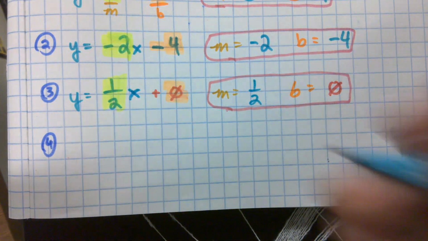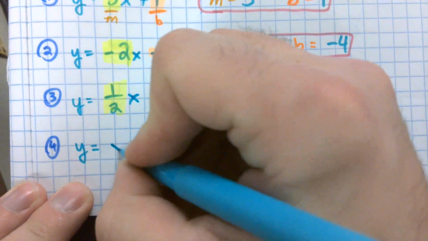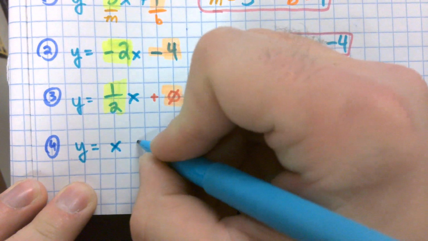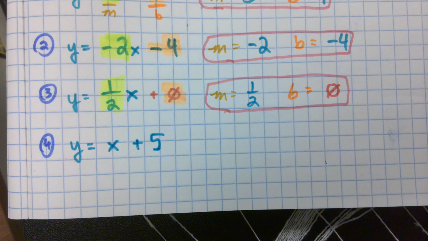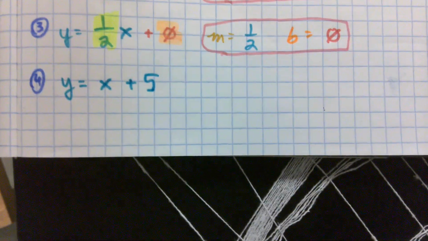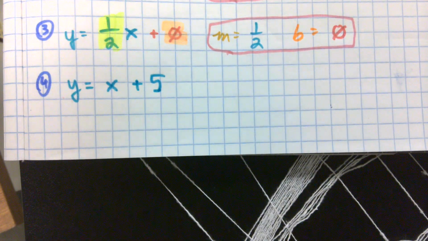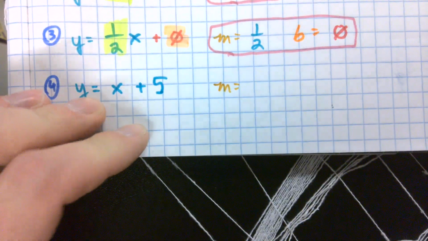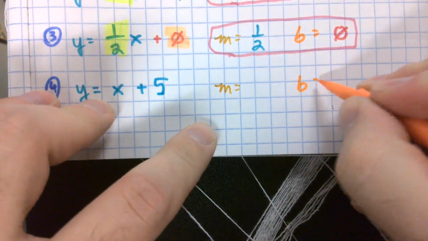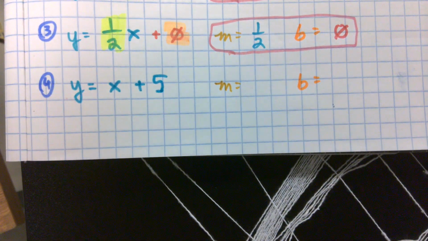Let's see what else we got. Let's do y is equal to x plus 5. I'm going to move this up. We're going to determine what our m is equal to and what our b is equal to.